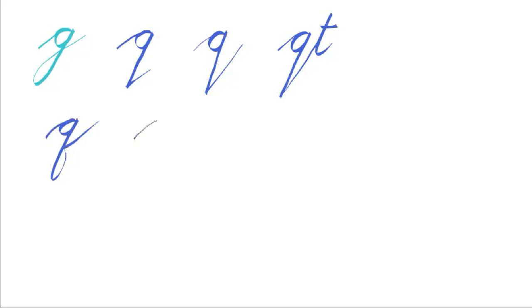So, come down, we loop up at the back, touch the line, and then flick. I'll do that a few more times. We come up, we curve the line in, we come back on the same line, loop down, up, touch, down, straight, loop up at the back, touch, and away.